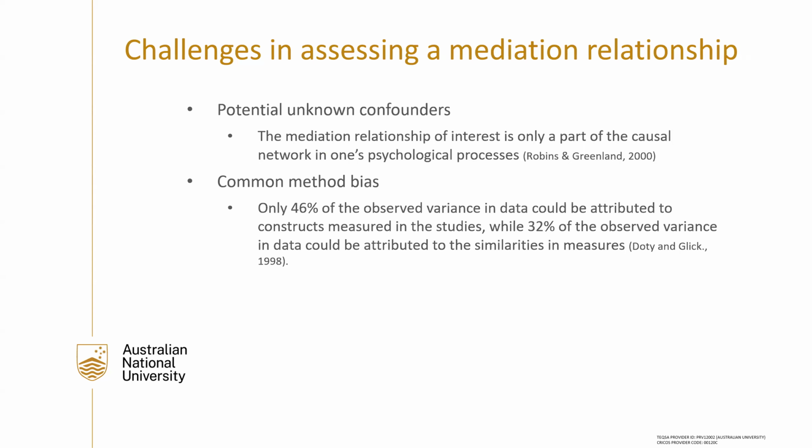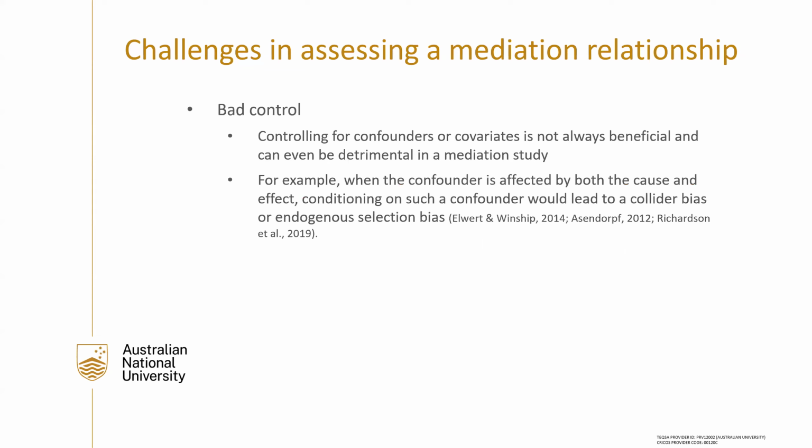Given the presence of these confounders, researchers may want to control all these confounders and covariates, but this might lead to the fifth challenge, the bad control problem. The bad control problem refers to the situation where controlling for these confounders or covariates is not always beneficial, and might even be detrimental in a mediation study. For example, when the confounder is affected by both the cause and effect, conditioning on such a confounder will lead to collider bias or endogenous selection bias. I won't explain it too much here, but if you are interested, you can find these seminal papers to look at.